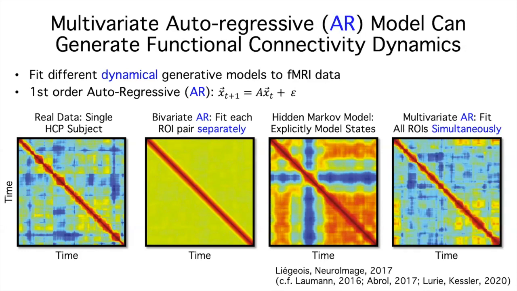Finally, what Raphael did was to fit a multivariate autoregressive model to all brain regions simultaneously. So instead of fitting every pair of regions separately, he fit all of them together. And this actually generates quite realistic functional connectivity dynamics. This is quite interesting because the autoregressive model does not assume any discrete brain states. I'm not saying that there are no discrete brain states. I'm just saying that we can observe this kind of dynamics without the need for discrete brain states.